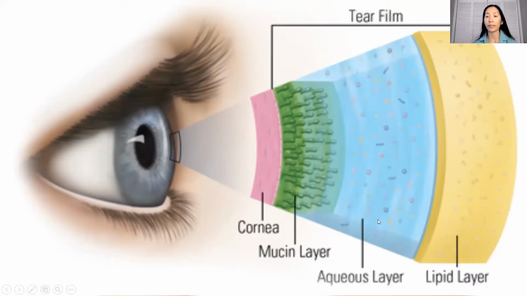Then you have this aqueous layer, which is made by the lacrimal gland, and that's basically a saltwater layer. And then you have a lipid layer, and this layer is made by the Meibomian glands. And lipid is really just another word for oils.